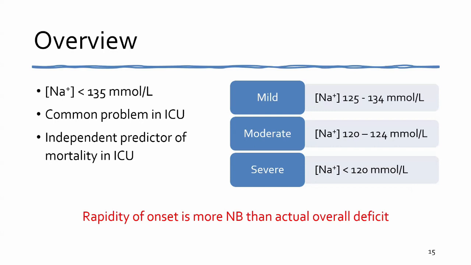It's a common problem in ICU. More than 30% of ICU patients have a sodium concentration below 135. And it's an independent predictor of mortality in these patients. So they have up to 33% higher mortality than in normonatremic patients. And then just very importantly, the speed of onset of the hyponatremia is more important than the actual overall deficit.